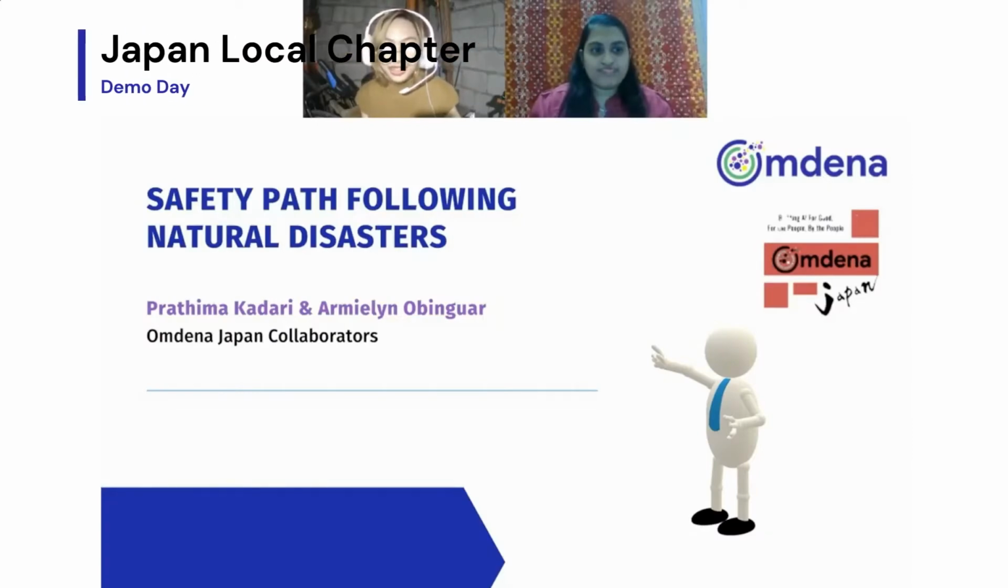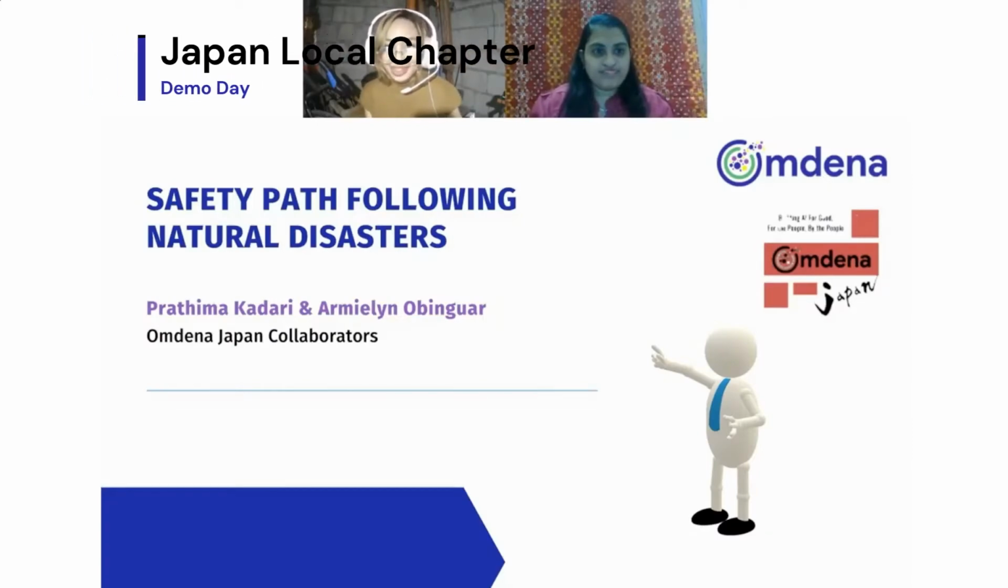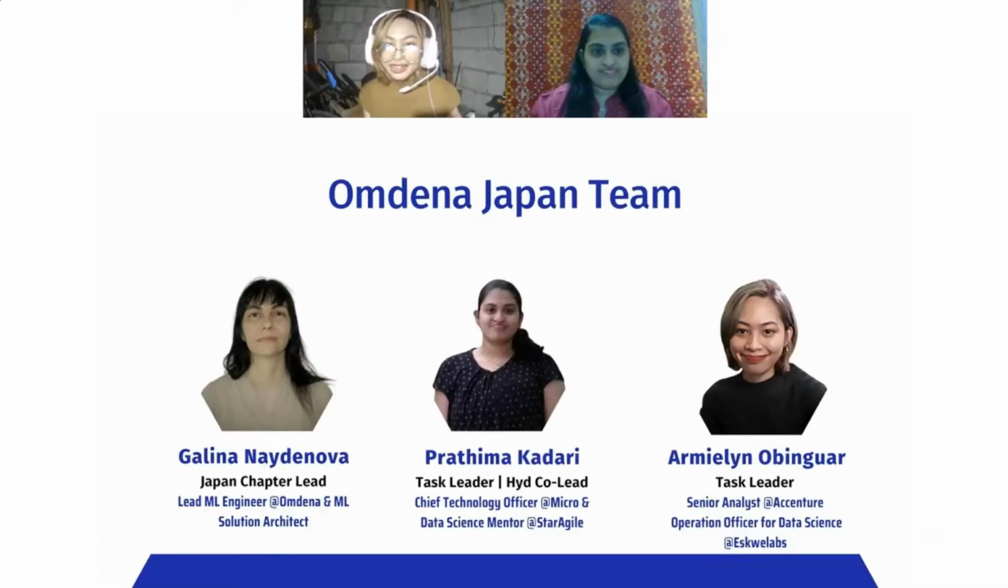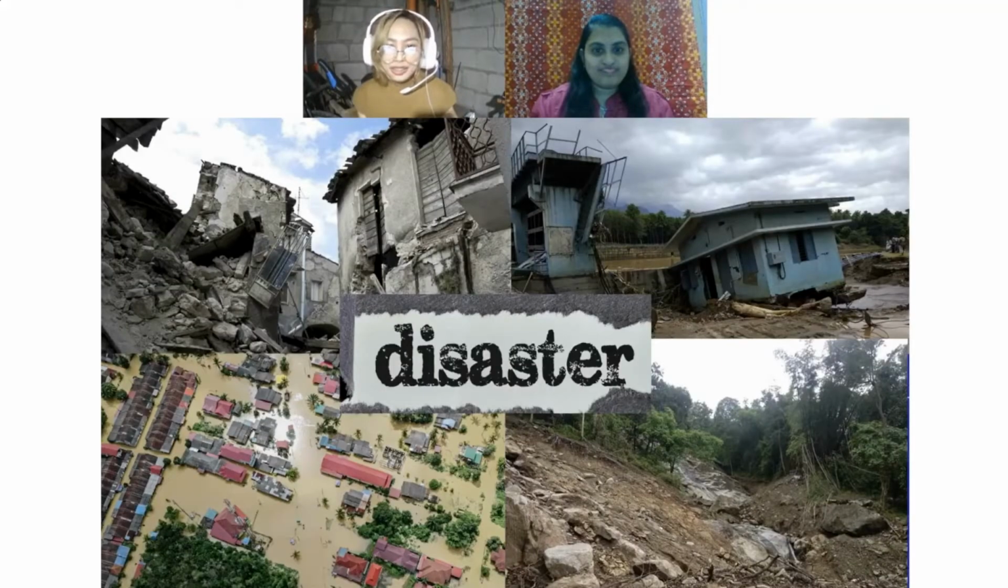We are from Omdena Japan, and we're going to present our project entitled The Safety Path Following Natural Disaster. And here's actually the team for that project. And here's our chapter lead. And yeah, me and Prathima will be presenting it. And including to that is disaster.